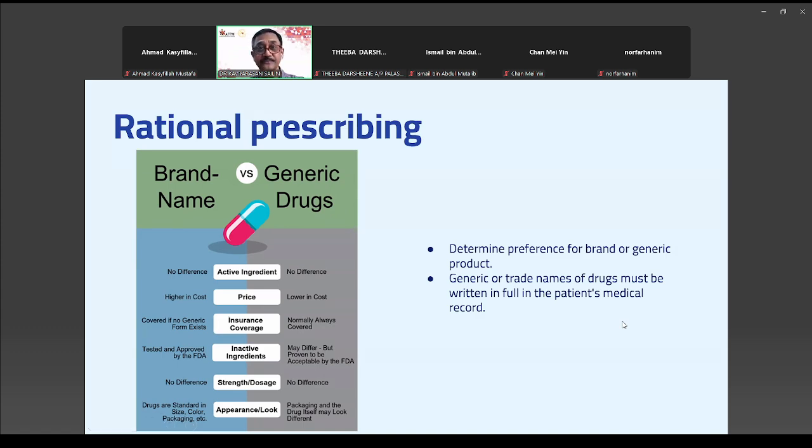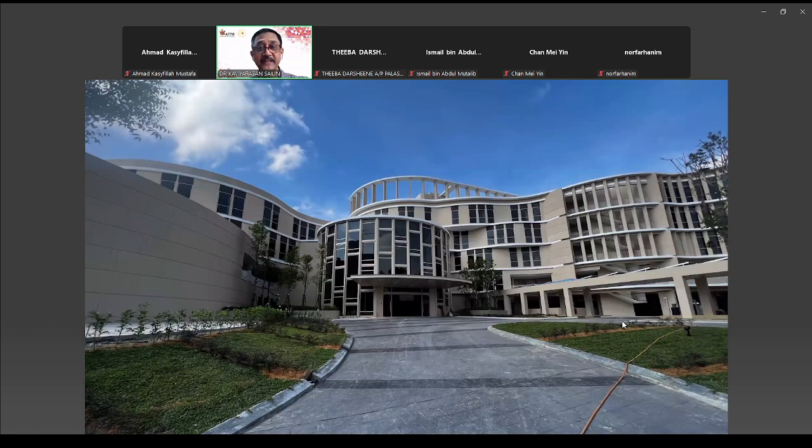So this is our new building. It's a very beautiful building. Okay, those who have not, just have a walk inside and look into the facilities.